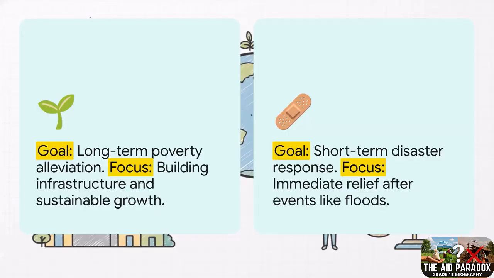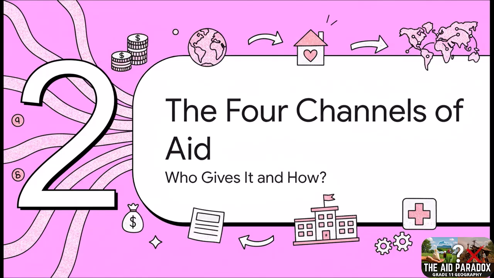And this brings us to a super important point that a lot of people mix up. You have to know the difference between development aid and humanitarian aid. Think of it like this. Humanitarian aid is the firefighter. They rush in during an emergency to put out the fire, providing food, water, and shelter. But development aid? That's the architect and the construction crew who come in after the fire is out. Their job is to rebuild the house, maybe make it stronger, and make sure it can withstand future problems. Two very different jobs.